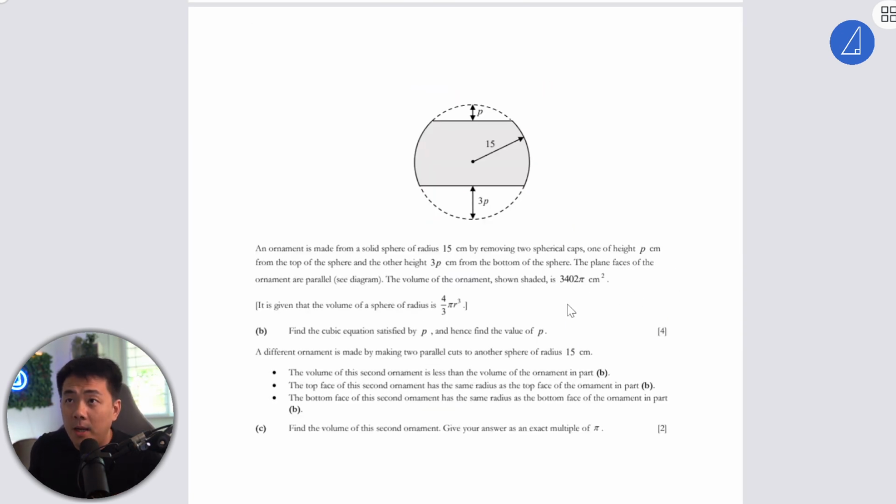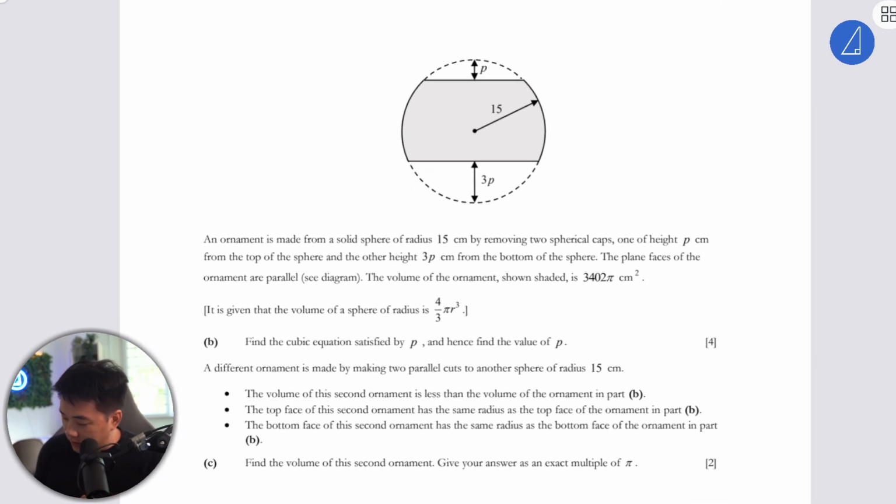So let's look at the second part. An ornament is made from a solid sphere of radius 15, by removing two spherical caps, one from the top and one from below, like what we did just now. In other words, this is the height h1, this is h2. One of the heights is p, and for the top sphere another is p3. The plane faces are parallel, so meaning to say these two are parallel, the plane faces.